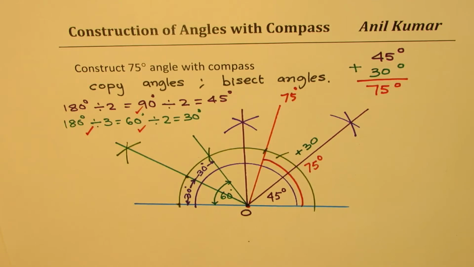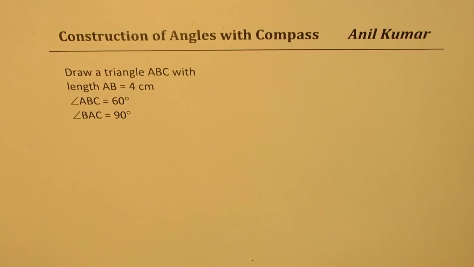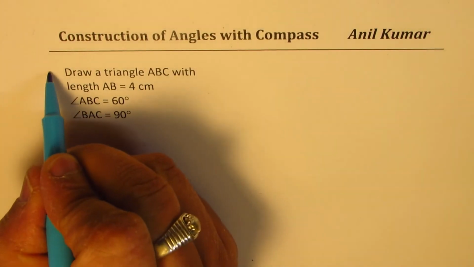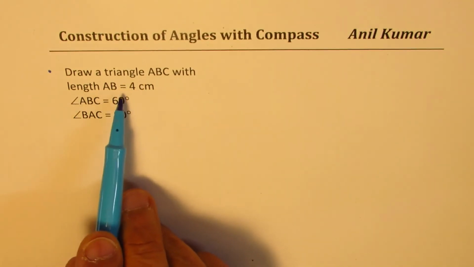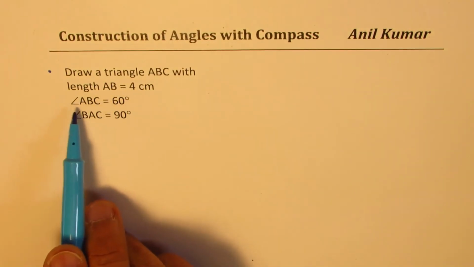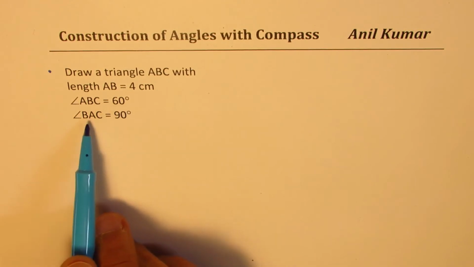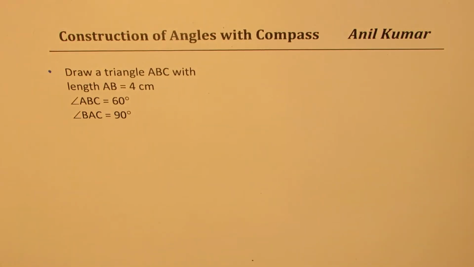Hope that helps. Feel free to go through this exercise, do some practice questions, and now we'll also take up construction of triangles with given angles. Extended this to include an application where we can actually draw triangles with given angles. So here is a question for you. You need to draw a triangle ABC with length AB equals to 4 centimeters, angle ABC equals to 60 degrees, and angle BAC equals to 90 degrees.